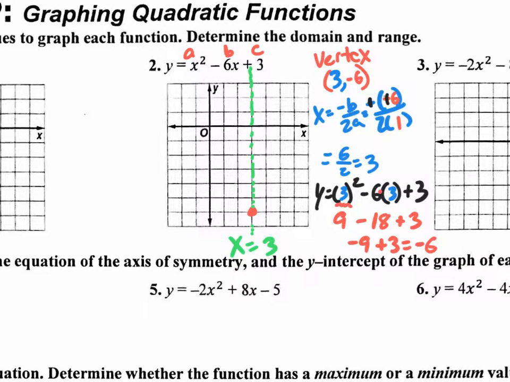All right, what else? They wanted us to state the domain and range. The domain is going to be x equals all real numbers, okay? And the range is y, and it's going to be either greater than or equal to or less than or equal to, depending on whether it's opening up or down. So it's opening up, so it's going to be greater than or equal to. And what is that y value of the vertex? It's negative 6.